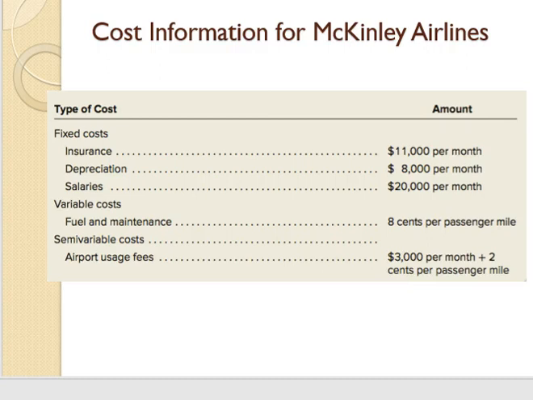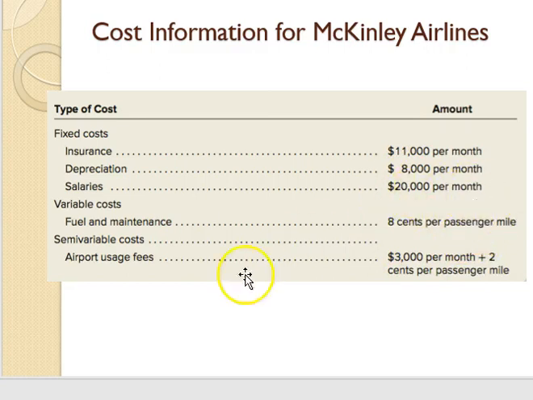And then you have the semi-variable cost, which is $3,000 per month for the hangar, plus 2 cents per passenger mile. So now you're seeing what the semi-variable costs are, what the variable costs are, and what is the fixed cost. By them telling you what the semi-variable costs are, it makes it very easy. Because this amount will be part of the fixed cost in the equation, and the 2 cents per passenger mile will be part of the variable cost.